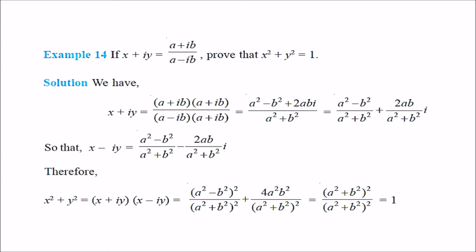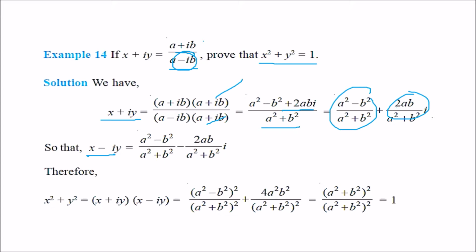Next is x plus iy is equal to a plus ib by a minus ib. You have to prove that x square plus y square equal to 1. You know that x plus iy is this, so multiply numerator and denominator by a plus ib. So you get a square minus b square plus 2abi by a square plus b square. Separate them.